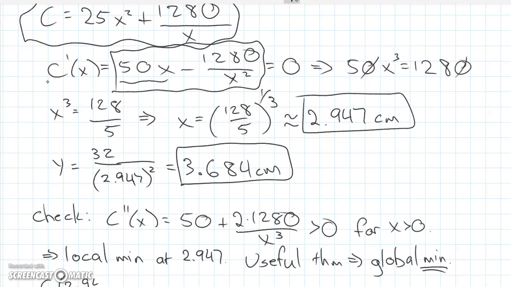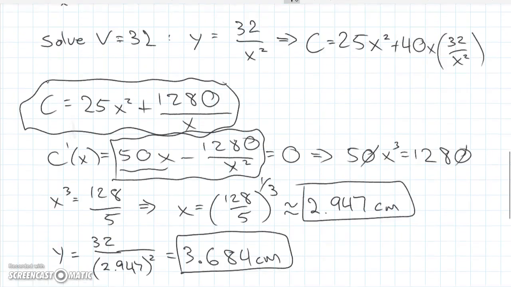So 2.947, I got 25 times 2.947 squared plus 1280 over 2.947. And I got 651, and that's cents, so we'll convert it to dollars. And we're looking good. Oh, sorry, 6.51 if we make dollars there. So not so bad, right?